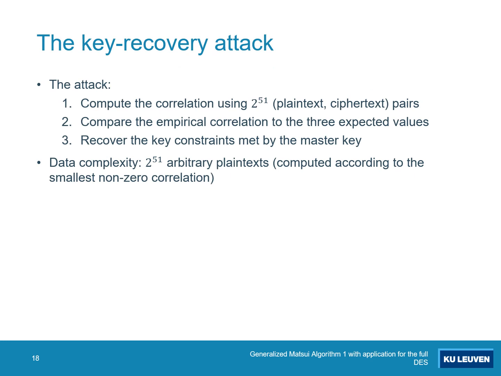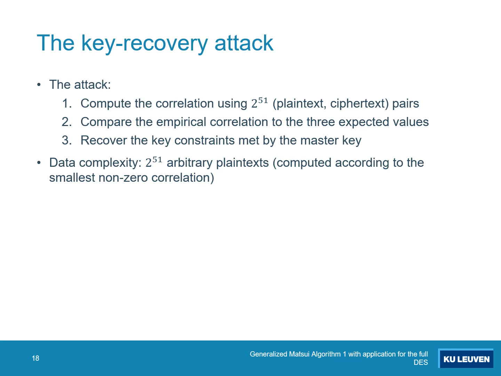We used the distinguishing property in order to design a key recovery attack. Our attack is straightforward and implies the following steps. First, we compute the correlation of the linear approximation using 2 to the 51 plaintext-ciphertext pairs. We then compare the empirical correlation to the 3 expected values, and we learn the class of the master key.